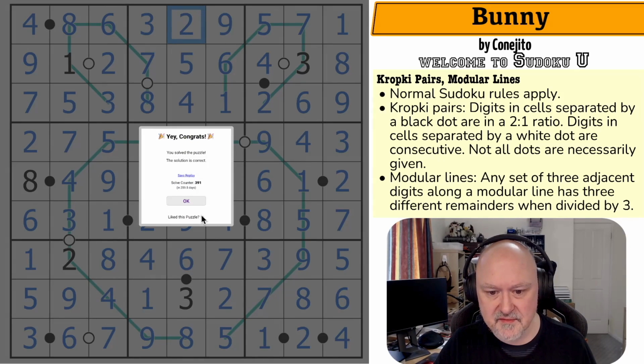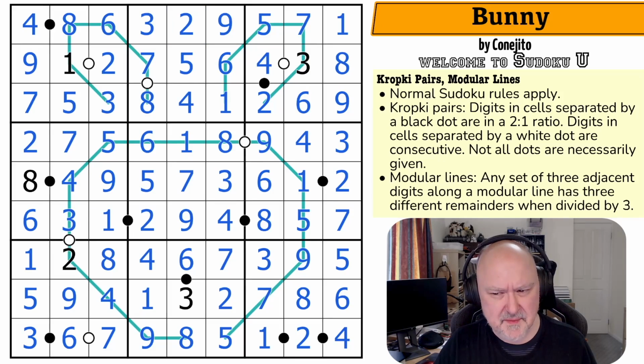391 solves in 259 days. Some of these puzzles have been solved more than the others. I'm not sure why, but yeah, this one was a lot of fun.